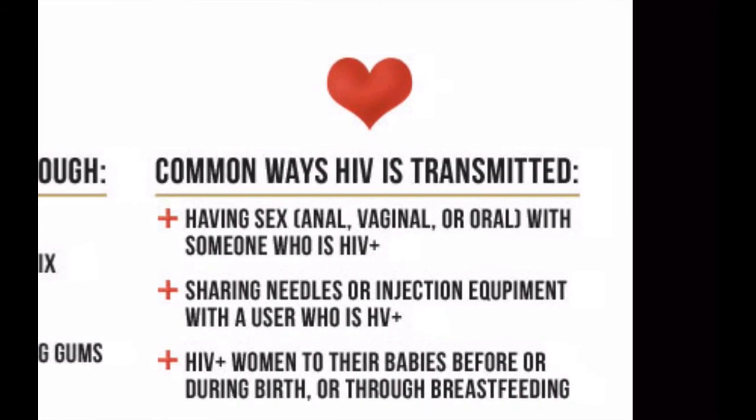Which leads us to the common ways HIV is transmitted. The three most common ways are having sex, either anal, vaginal, or oral, with someone who is HIV positive, sharing needles or injection equipment with a user who is HIV positive, and from HIV positive women to their babies before or during birth, or through breastfeeding.